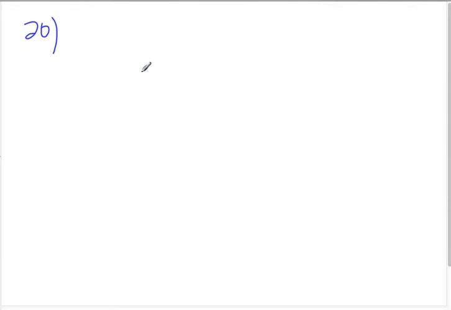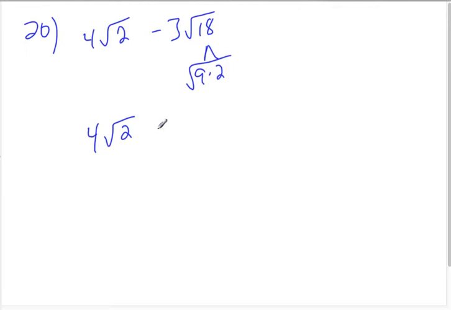All right, for this one, we have 4 root 2 minus 3 root 18. These are currently not like terms, but 18 can be simplified. So 18 is 9 times 2, and 9 is a perfect square. So what we end up with is 4 root 2 minus, and then this square root of 9 is 3, so we have minus 3 times that 3 that's already out there, right? So minus 9 root 2, right?